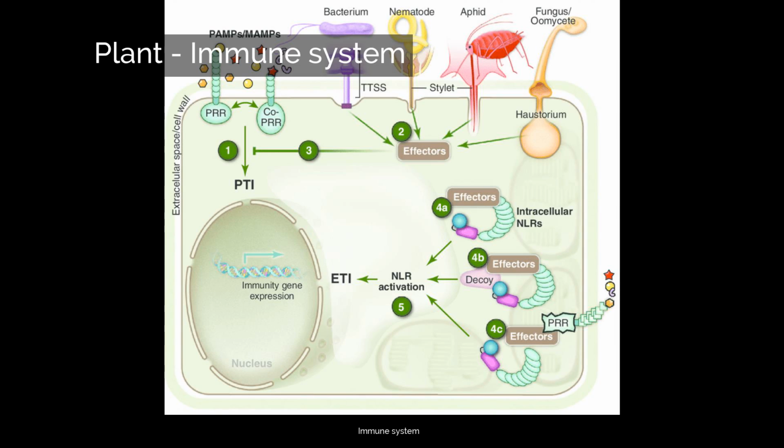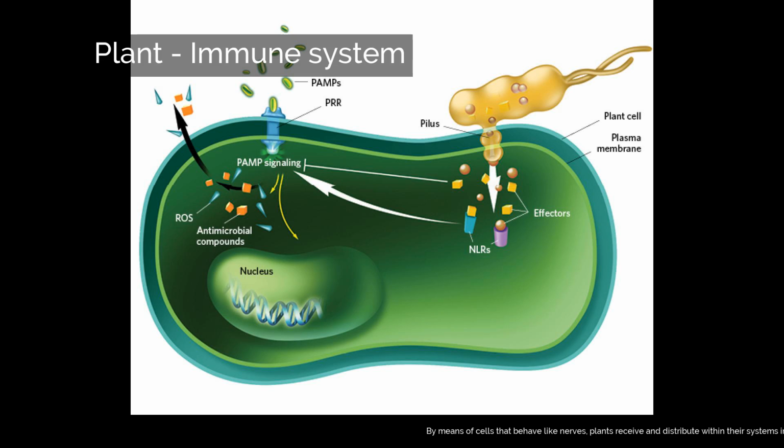Immune system. By means of cells that behave like nerves, plants receive and distribute within their systems information about incident light intensity and quality. Incident light that stimulates a chemical reaction in one leaf will cause a chain reaction of signals to the entire plant via a type of cell termed a bundle sheath cell.